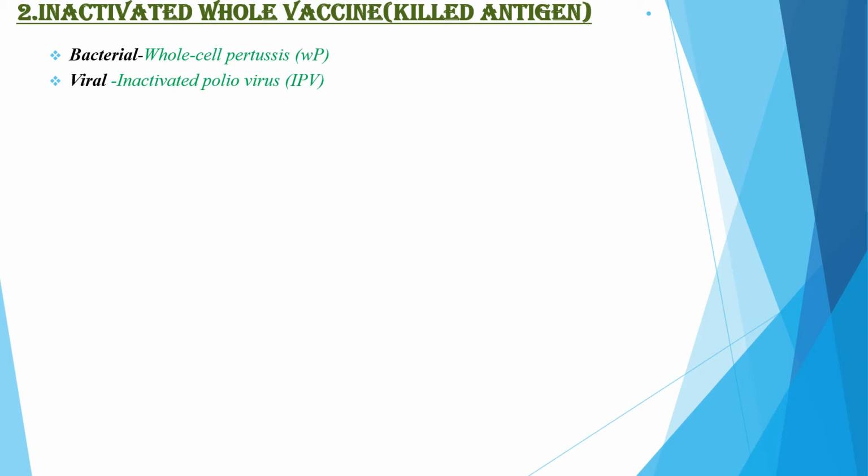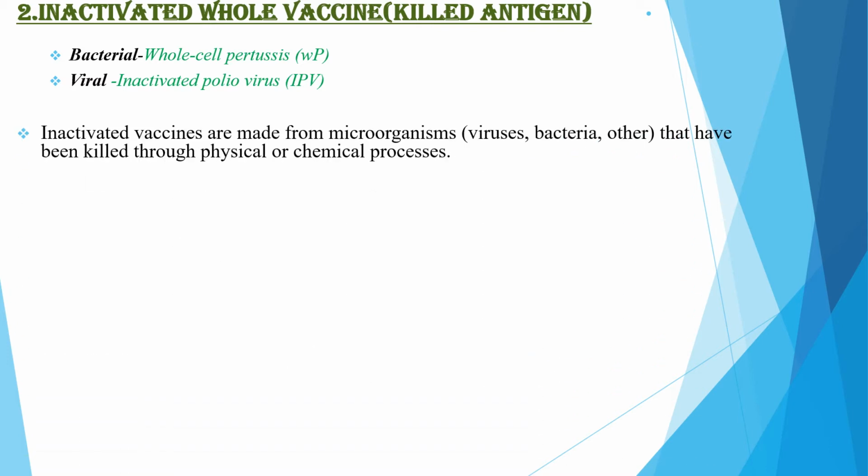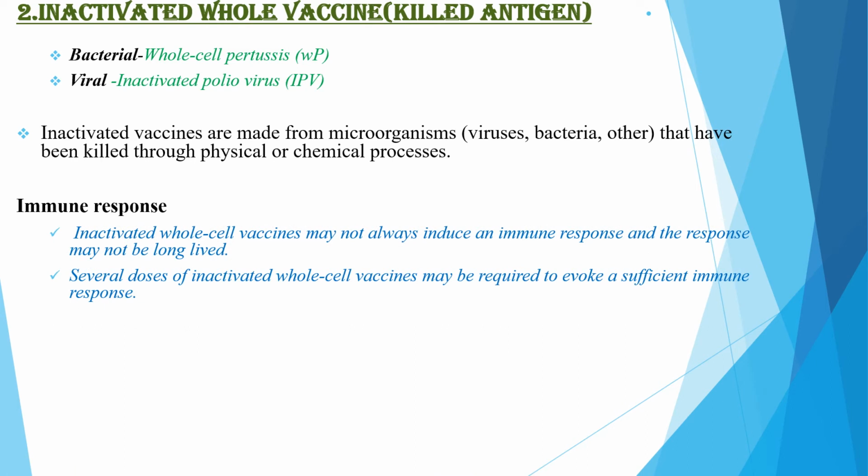Inactivated whole vaccine, or killed antigen. From this group, from bacterial, whole cell pertussis vaccine, and from viral, inactivated poliovirus or IPV, are examples of inactivated whole vaccines, which are killed antigens. Inactivated vaccines are made from microorganisms that have been killed through physical or chemical processes. When we see the immune response to inactivated whole vaccine, it may not always induce an immune response and the response may not be long-lived. Several doses of inactivated whole cell vaccine might be required to evoke a sufficient immune response.